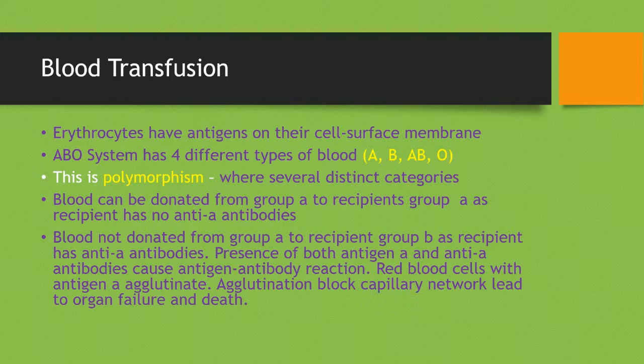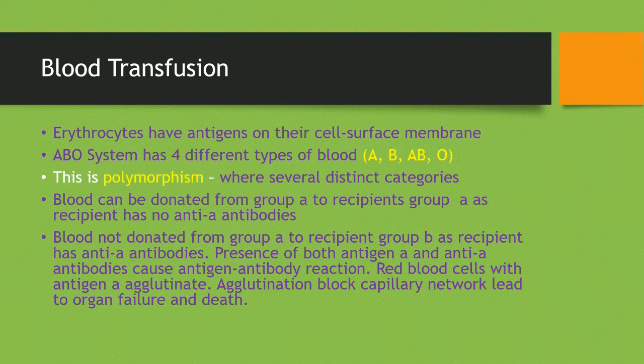So a blood transfusion then, what is it? Well, erythrocytes, or red blood cells as you may know them, have antigens on their cell surface membrane as we discussed. There's a system called the ABO system with 4 different types of blood: A, B, AB, and O. I really recommend going to find out what blood type you are. Now, A, B, and O is polymorphism, where there are several distinct categories and it's discontinuous.